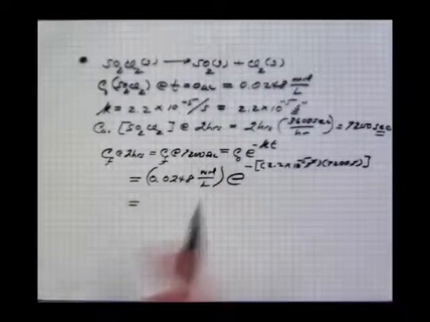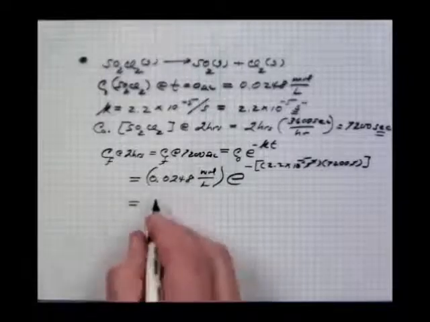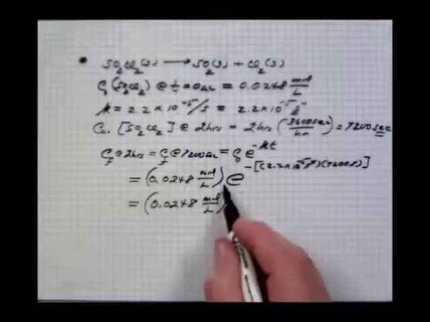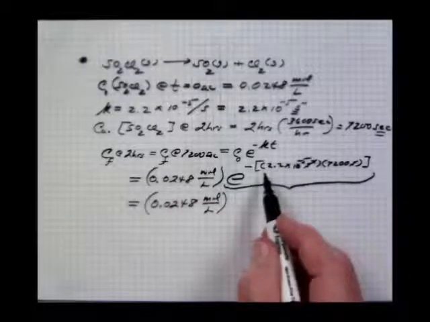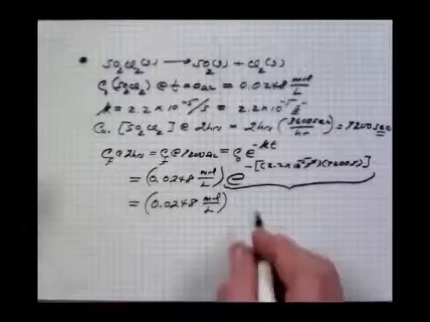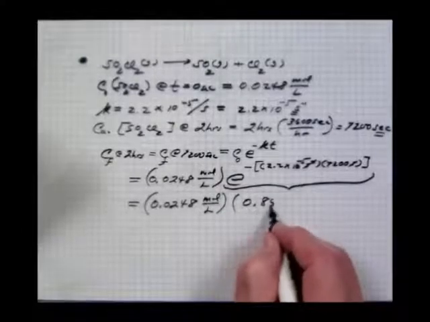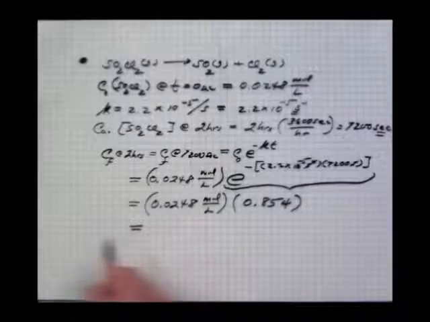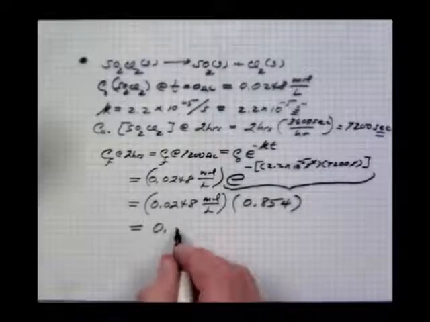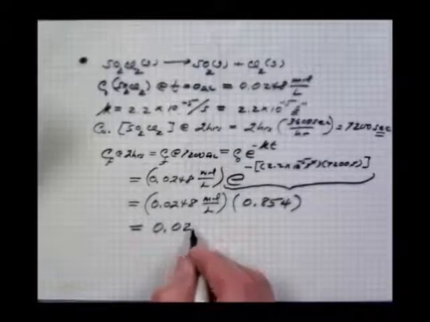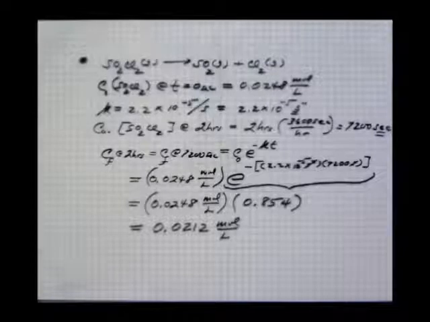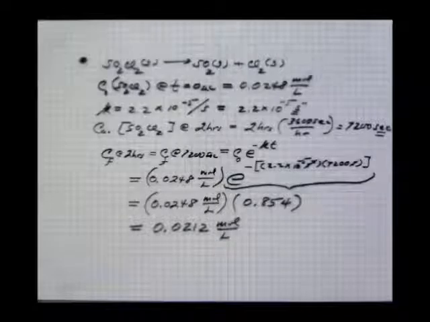So by solving this expression first, we wind up with 0.0248 mole per liter, and this e to the minus 2.2 times 10 to the minus 5 times 7,200 is 0.854 for that term right there. And then when we multiply these two together, we get the final concentration at 0.0212 mole per liter. Okay, so that's the first decay problem we wanted to look at.